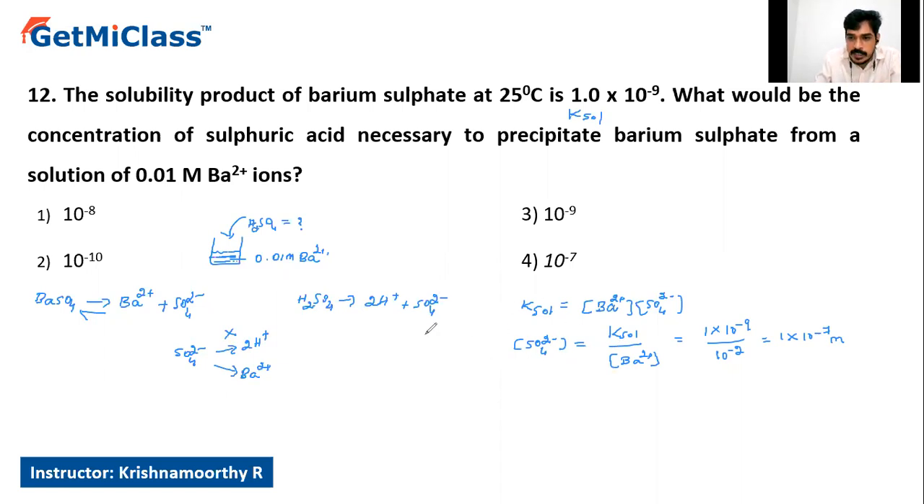So this concentration is now 10^-7. And as you know, if the concentration of sulfuric acid is 1 molar initially, before dissociation, the values of H+ and sulfate ion are 0. And after dissociation, H+ should be 2 molar and sulfate 1 molar. Similarly, if the concentration of sulfate ion is 10^-7 molar after dissociation, it means that before dissociation, the sulfuric acid value should be 10^-7. The question is, what would be the concentration of sulfuric acid necessary to precipitate barium ion? Therefore, the right answer is 10^-7 molar itself. That is the fourth option.